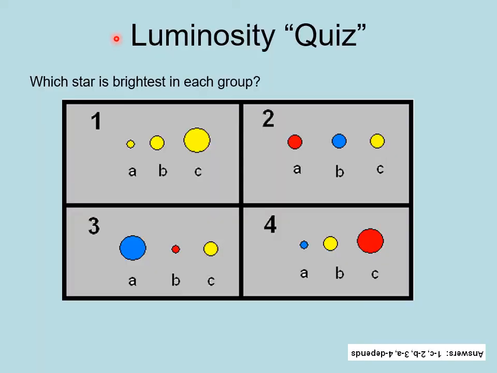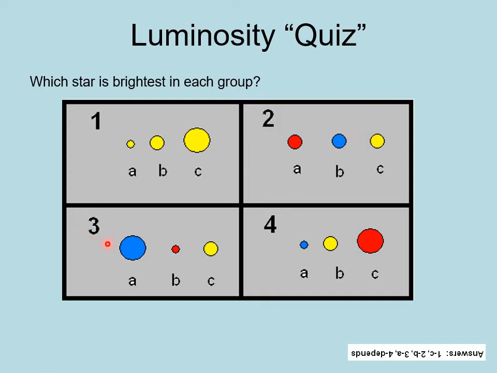So here's a little conceptual quiz to see if you can understand which star is brightest in each group. So for example, in question number 1 here, shown are 3 stars. So which one of these stars would be brightest? Well, the answer is C, because this star is largest. Now, what about question 2? Which of these 3 stars would be brightest? The answer here is star B, because B is blue, and remember, blue is the higher temperature. This is the hottest star that's shown between A, B, and C.